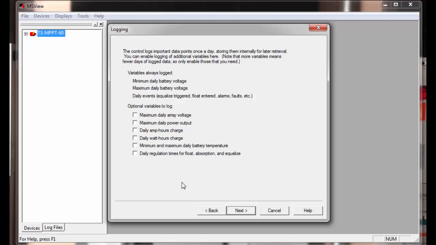At this point, any settings that you make will be enabled whether you have 4, 5, and 6 on or not. So starting with the logging screen here, these settings will be enabled regardless of what the dip switches are.